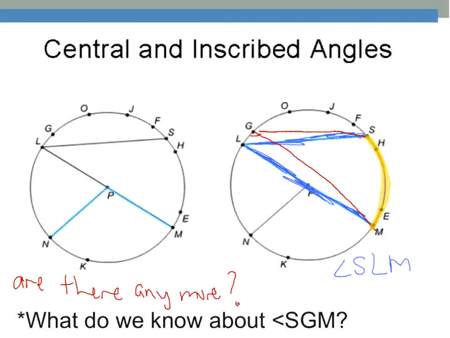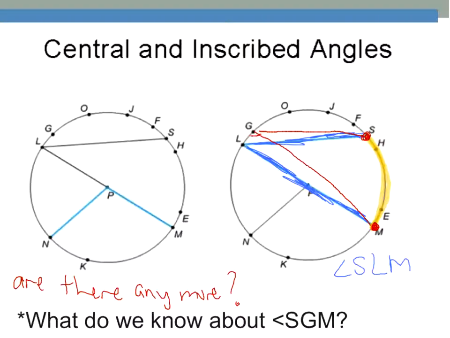So let's try a few. So the key was the arc has to be the same. Everybody okay with that idea? That means the endpoints are the same. Let's see why that's true. They both started at S, they both ended at M, right? Because that's the arc between those two. So what would be another combination that starts at S and ends at M?